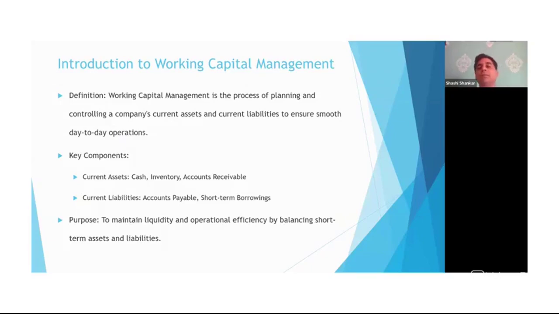If you're talking about the purpose of working capital management, the purpose is to maintain liquidity and operational efficiency by balancing short-term assets and liabilities, because working capital management depends upon the management of current assets and current liabilities. All right. So here the purpose is to maintain liquidity and operational efficiency by balancing short-term assets and liabilities.